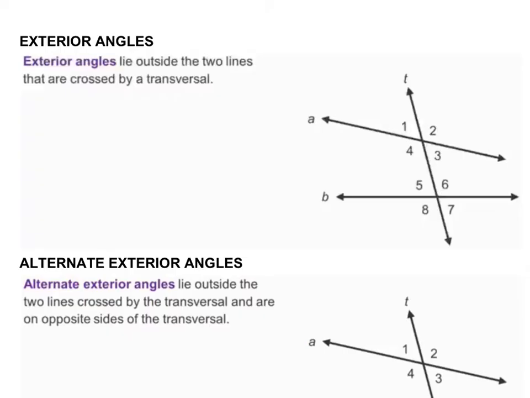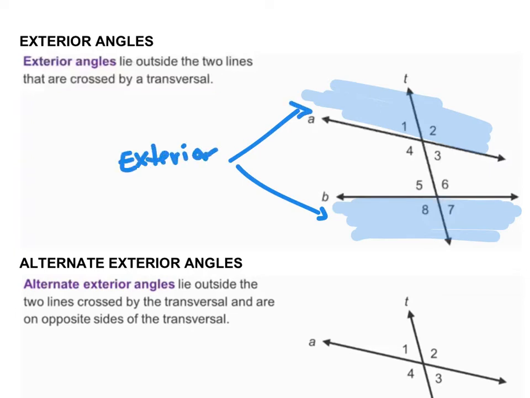Okay, the next set of angles are called exterior angles. So exterior angles lie outside the two lines that are crossed by that transversal. So let's shade in this area here, all right? If we're on the outside of the two lines, okay, this area here is called the exterior, okay?